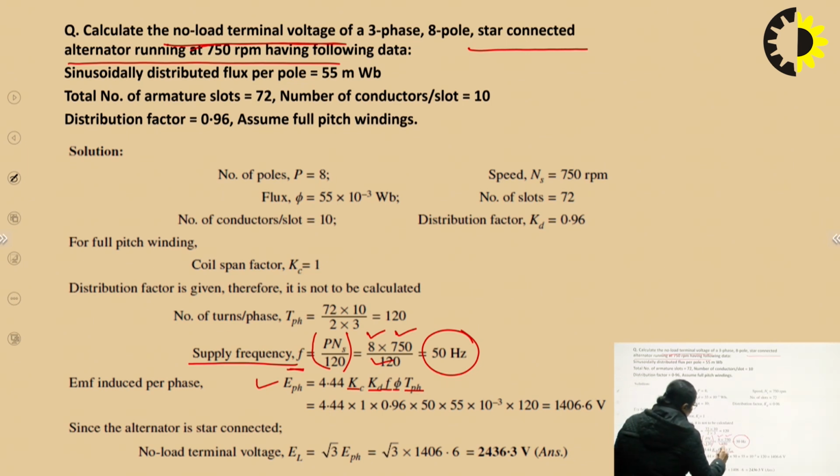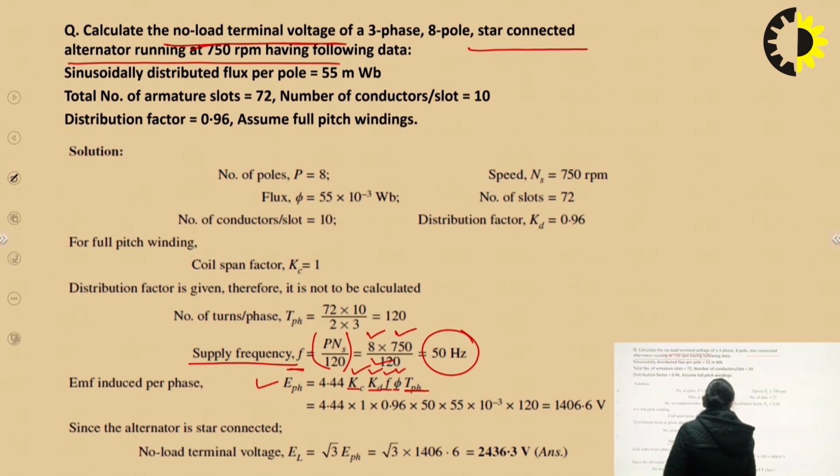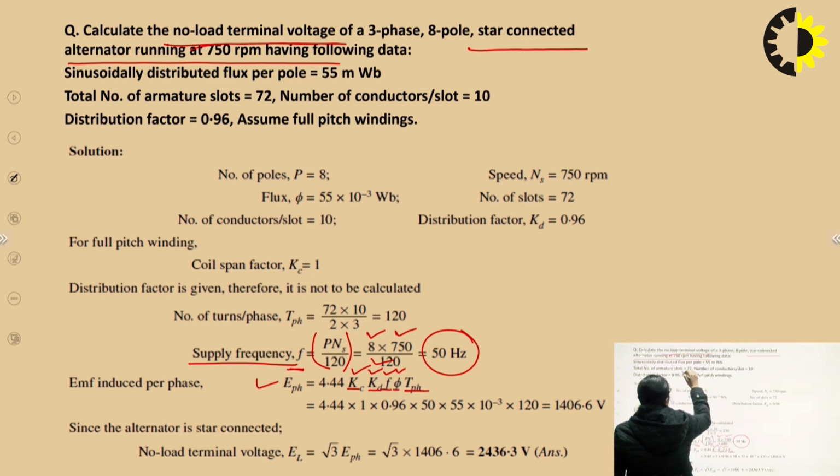Besides this, we have got the frequency as well, right? What else we need to calculate is TPH. What is TPH? TPH is the number of series connected turns per phase. So, for determination of TPH, the data is given to you in the question. Number of slots are given to you. Number of conductors per slot are given to you, right?